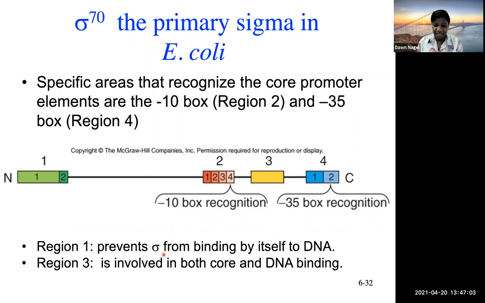Region 1 prevents the sigma factor from binding by itself to DNA, right? So the sigma factor just can't bind by itself to DNA unless you force it in a test tube, but in general in the cell, it needs to be part of the entire RNA polymerase, the whole enzyme, to be able to do that. And then region 3 is involved in both the core and the DNA binding, so the rest of the whole enzyme needs to be in contact here as well.